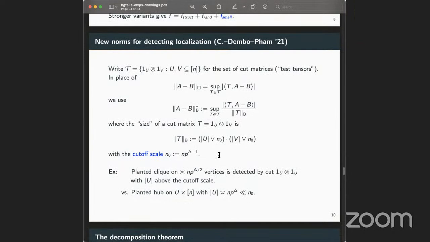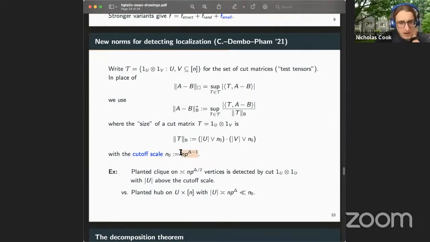Okay. All right. And so this cutoff scale is motivated by these clique and hub constructions. You can think about, well, if we're going to try and detect a clique or a hub, what do those cuts look like? So a clique will be detected by a cut of this form, just the indicator of a vertex set with itself. And as I mentioned, in order to achieve a large deviation at the correct scale, this needs to be on n times p to the delta over 2 vertices, and that is above our cutoff scale.